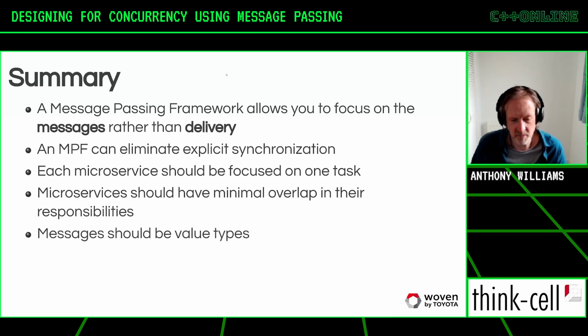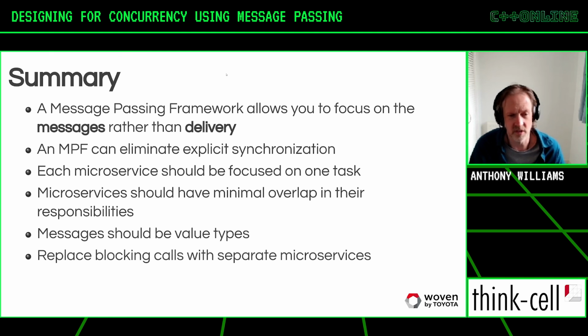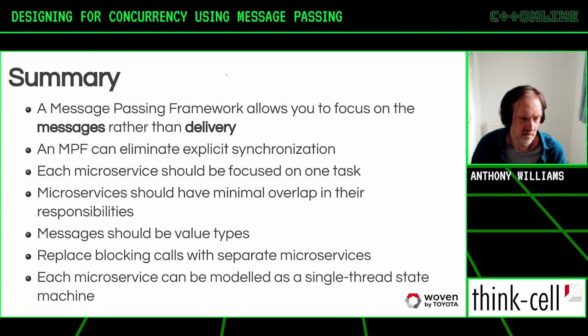Messages should be value types so that they can be freely copied and moved and serialized and deserialized by the framework without the message handlers needing to worry about that. And if you've got blocking calls, move them to separate microservices. And then finally, if your microservices get complex, you can model them as single-threaded state machines. And that is a big bonus from doing it this way.